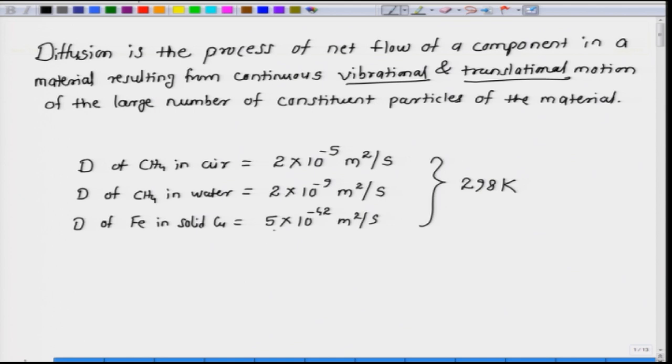So, you will notice the diffusivity of iron in solid copper is ridiculously low, right, much lower compared to general diffusivities in air or water. Even if you consider 900 degree centigrade, which is very close to the melting point of copper, the diffusivity of iron in copper comes out to be around 10 to the power minus 14 meter square per second. So, even at 900 degree centigrade, diffusivity in solid copper is around 5 orders of magnitude slower than the diffusivity of methane in water, and it is 9 orders of magnitude slower than the diffusivity of methane in air, right. So, if we talk in terms of the diffusion distances, which is more easy to see.